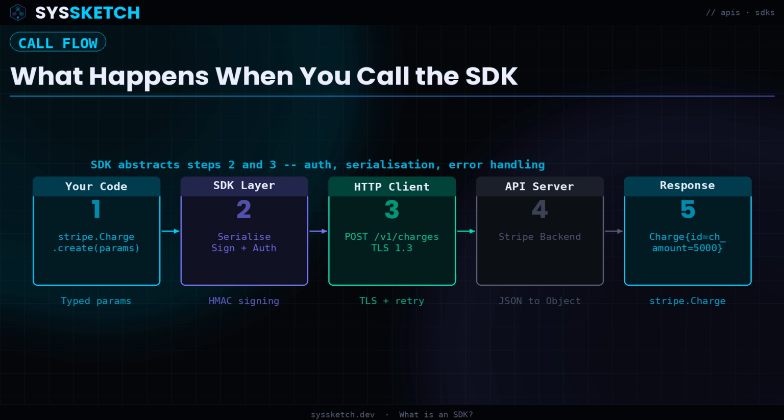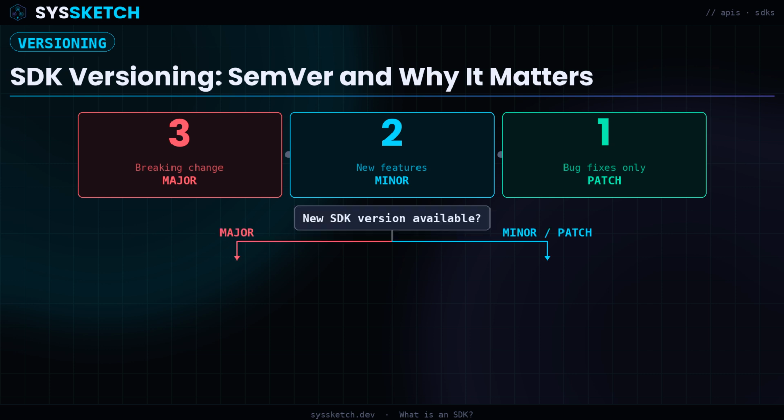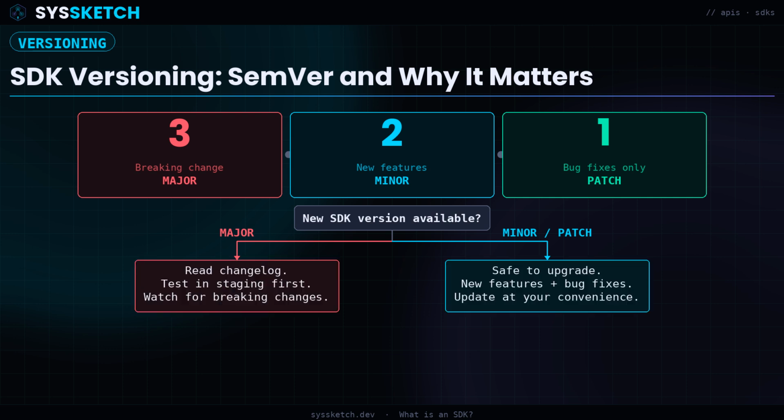Stage 3 is the HTTP client. It opens a TLS 1.3 connection and posts to /v1/charges. Stage 4 is the API server, which handles your request on the other side and returns JSON. Stage 5, the SDK deserializes that response back into a typed charge object with a real ID and a real timestamp. The SDK owns stages 2 and 3 entirely. You never see them. That invisibility is the value.